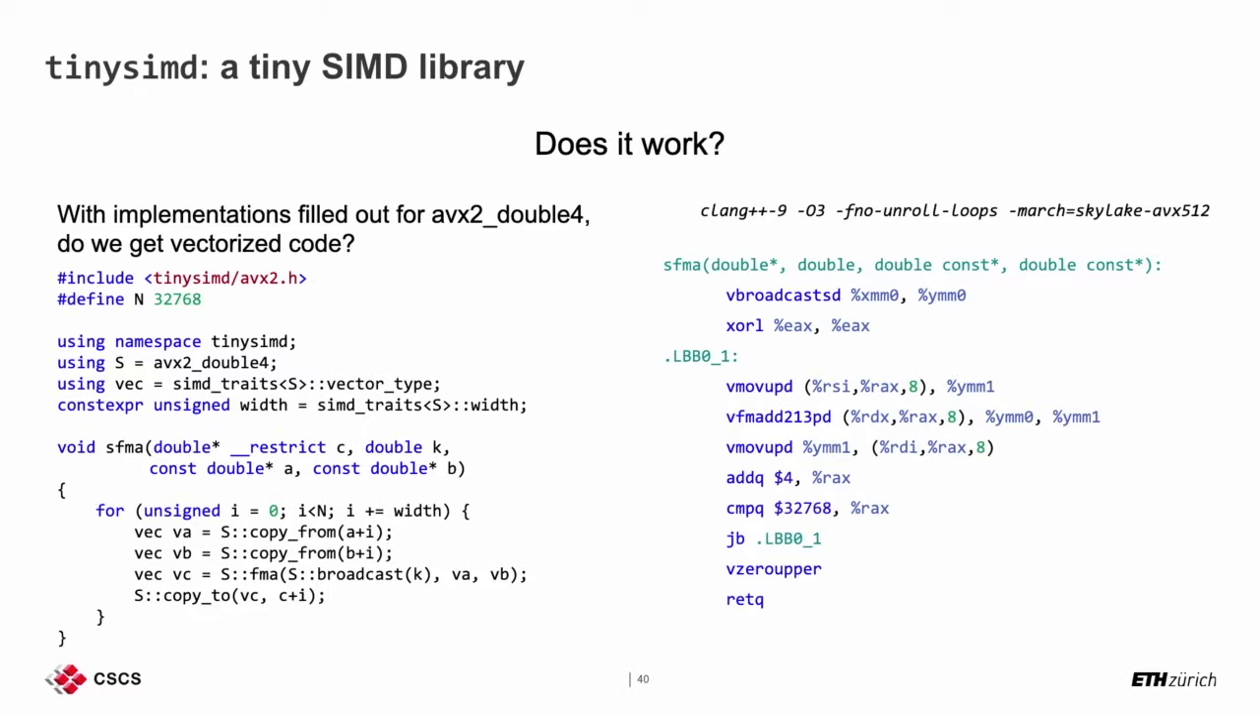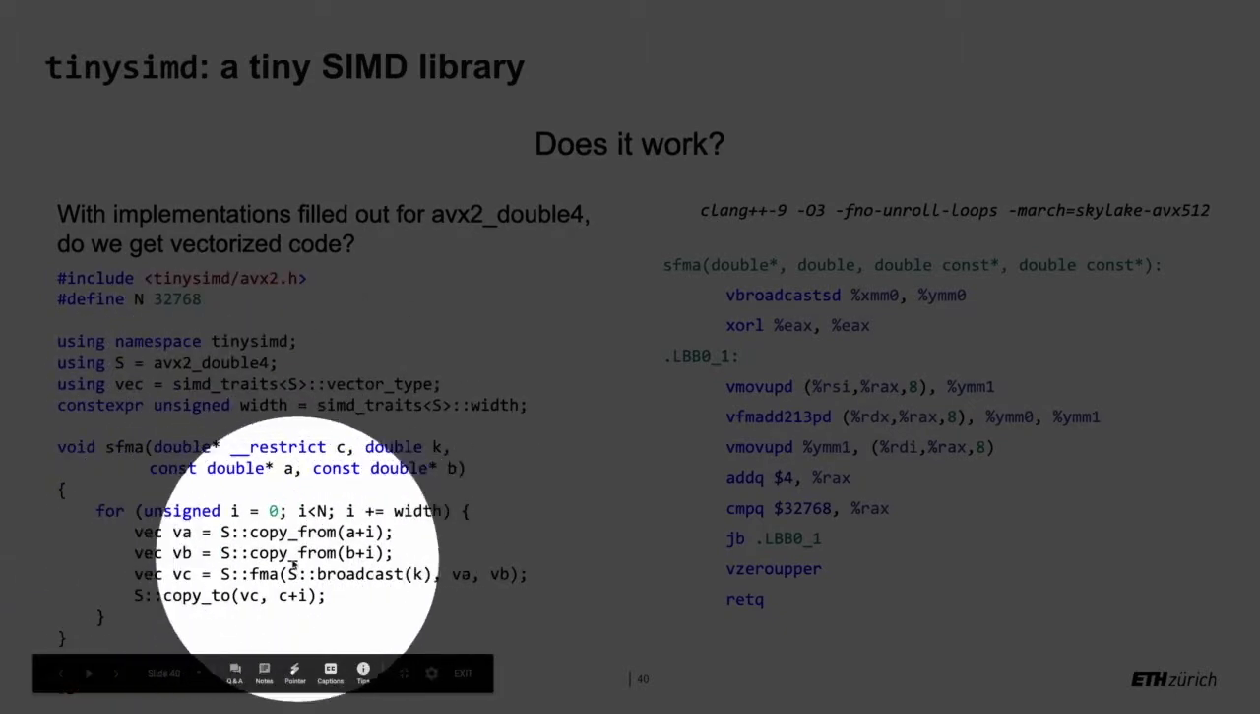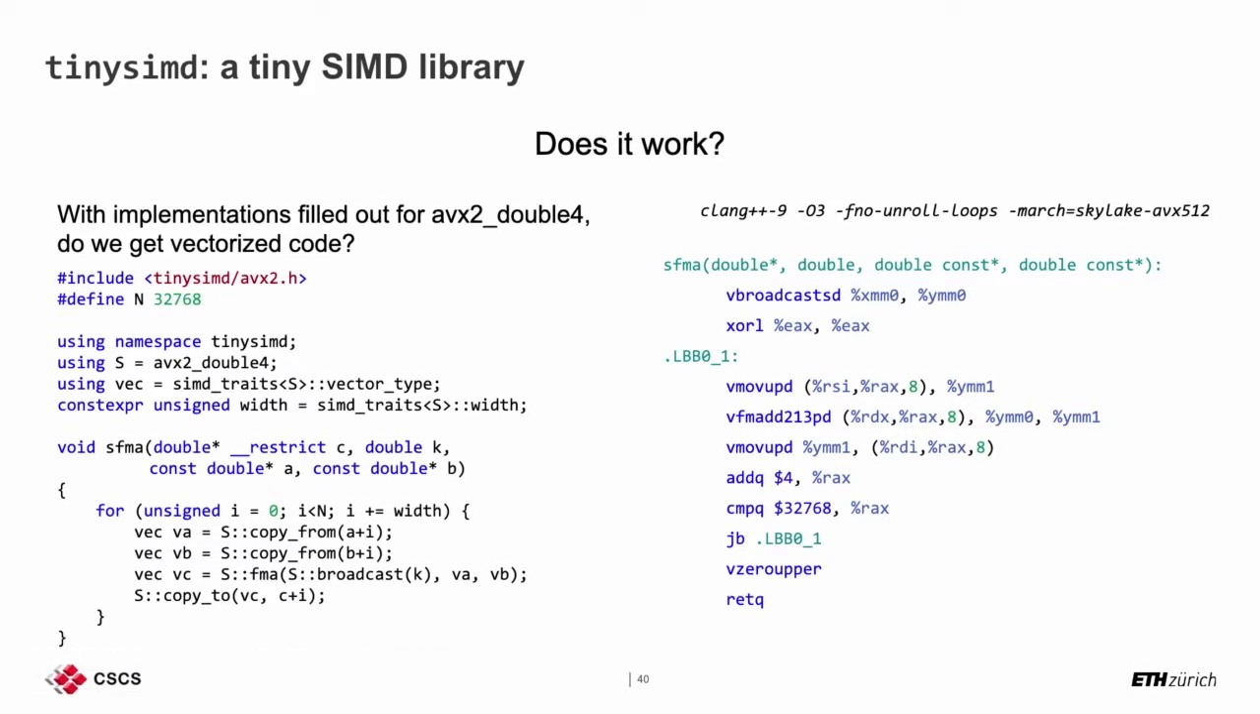Now, with all that said, does it actually work? Can I use this back end implementation with AVX2 to get vectorized code? And I wouldn't have made the slide unless the answer was yes, it does. It does work. This interface is still kind of clunky, right? I've got these particular types. I've got these weird copy froms and FMAs. But it's not using SIMD intrinsics. They're all hidden from us. And the generated code is indeed just like the generated code we had before. It's a vectorized FMA. So we're on the right track. This sort of approach does work.